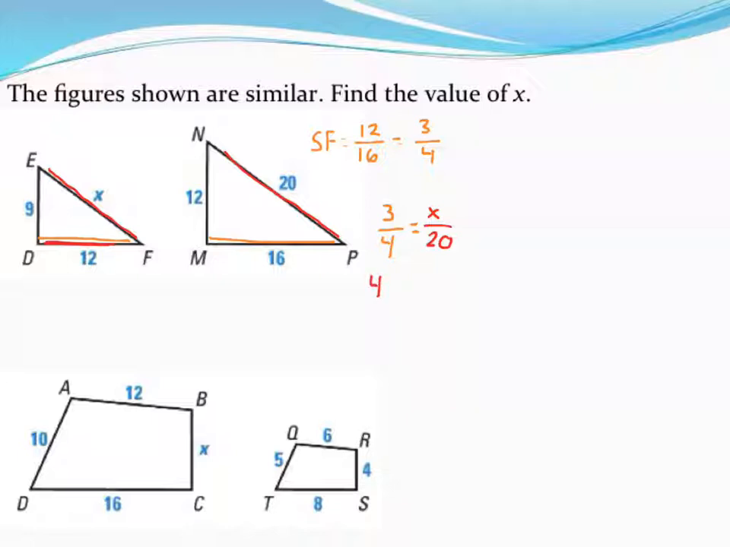I'm going to cross multiply to solve this. So 4 times x would be equal to 60 when I cross multiply. Dividing both sides by 4 gets me x equal to 15 when all is said and done.